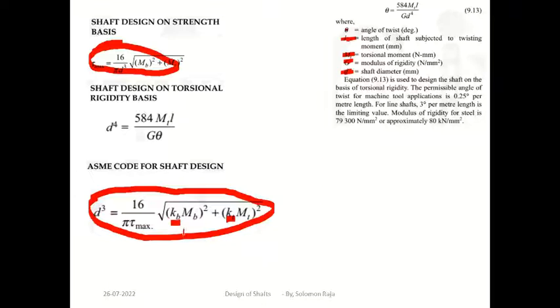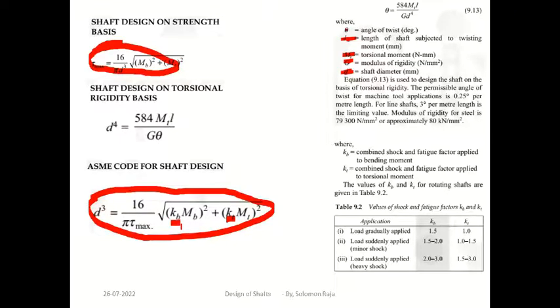Now we will see what this kb and kt are. Kb means the combined shock and fatigue factor applied to the bending moment, that is, the fatigue factor for bending moment. Kt means the fatigue factor for torsional moment. Mostly they will give the kb and kt values, otherwise they will tell the condition, and based on the condition we have to select the value.